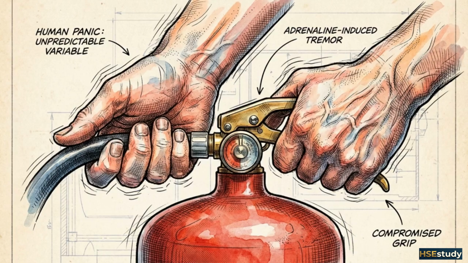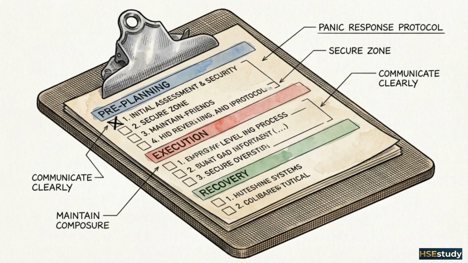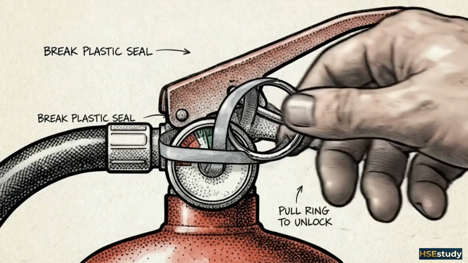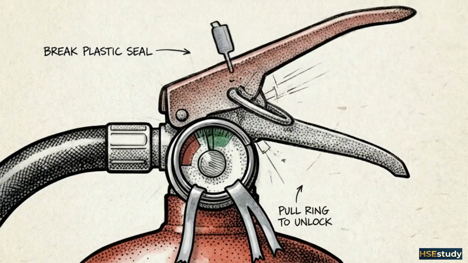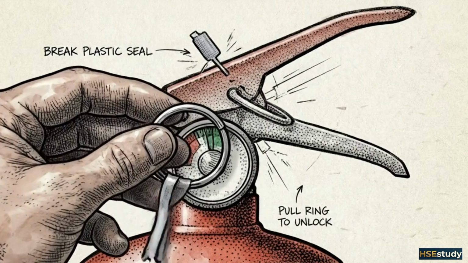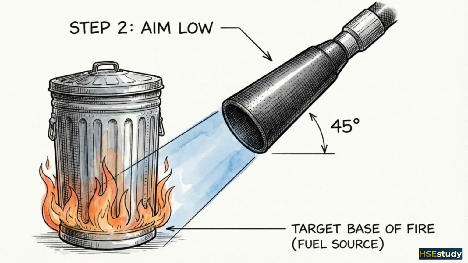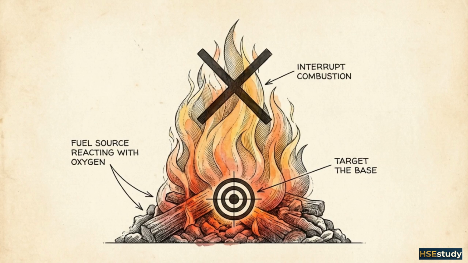When an individual commits to fighting an active fire, human panic is introduced as an unpredictable variable. Overcoming this requires a standardized tactical sequence. The protocol is summarized by the acronym PASS. First, pull the pin to break the tamper seal and unlock the operating lever. Second, aim at the base of the fire. You must target the fuel source reacting with the oxygen, not the visible flames burning above it.